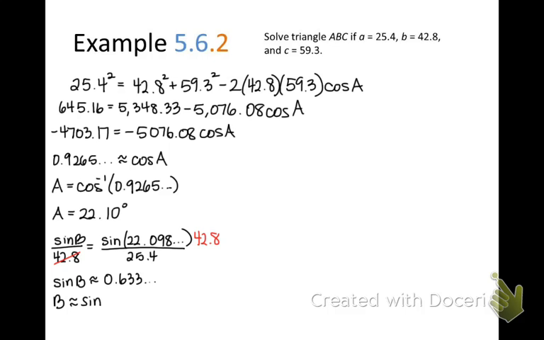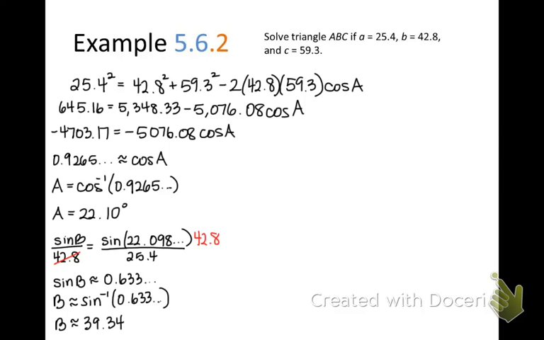Yep, inverse sine of that stuff. And again, use the exact string on your calculator. So I'm going to end up getting that B, and then you can round it to the nearest hundredth once you're at that point. So I got 39.34 about.